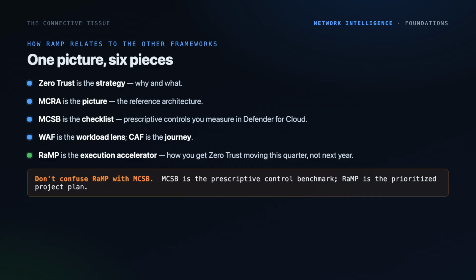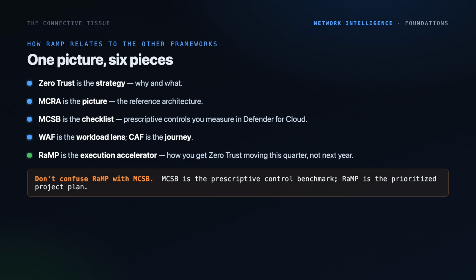Domain 1 loves the question of how these frameworks fit together, so hold the consistent framing. Zero Trust is the strategy. MCRA is the picture, the reference architecture. The Microsoft Cloud Security Benchmark is the checklist of prescriptive controls you measure against in Defender for Cloud. The Well-Architected Framework is the workload lens, and the Cloud Adoption Framework is the journey. RaMP is the execution accelerator: how you get Zero Trust moving this quarter, not next year.